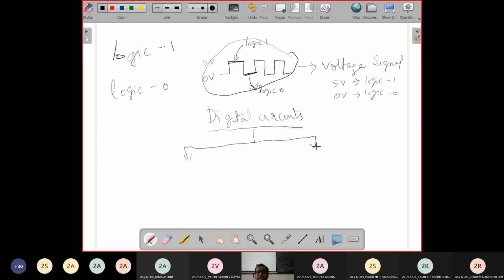These digital circuits are once again divided into two categories. So what are the two categories? The first one is referred to as combinational circuits. The first type of digital circuits can be your combinational circuits.